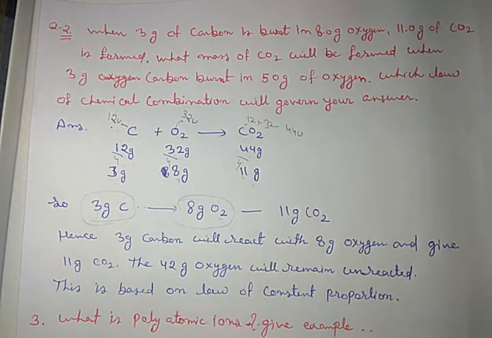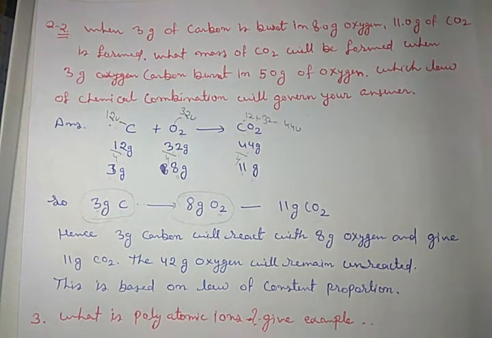A similar concept is here. 3 gram carbon requires 8 gram oxygen. So the remaining 42 is just a waste, or we can say it is not useful for that amount of carbon. So that remains unreacted. This answer is based on the law of constant proportion because they combined in a constant ratio.